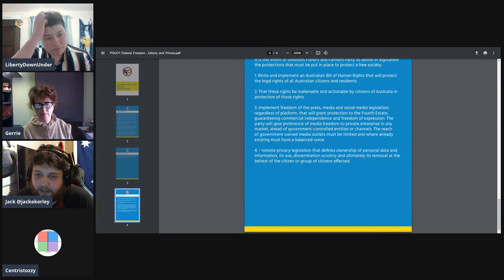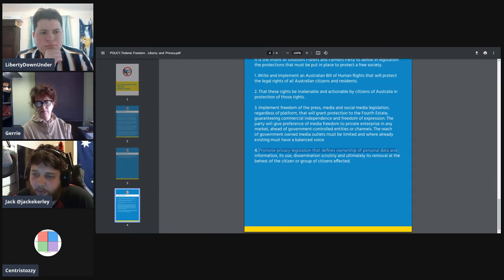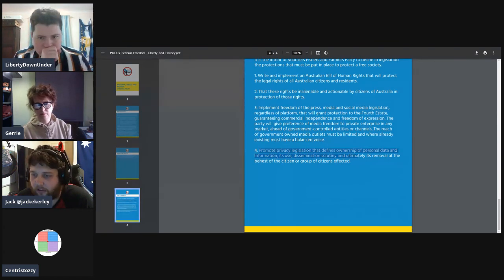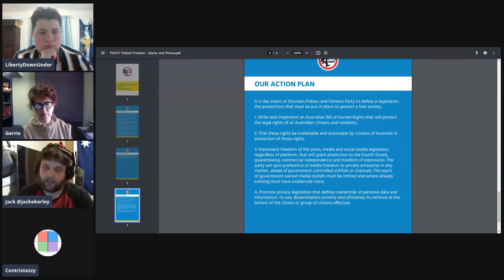That's interesting. Promote privacy legislation that defines ownership of personal data and information, its use, dissemination, scrutiny, and ultimately its removal at the behest of the citizen or group of citizens affected. I like that. That is fantastic.